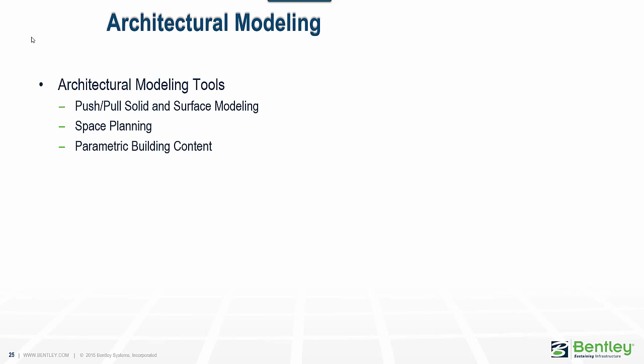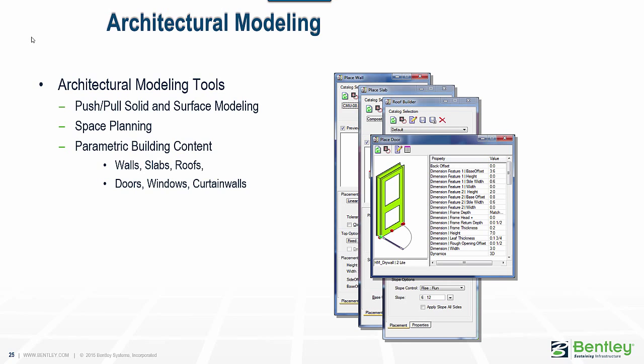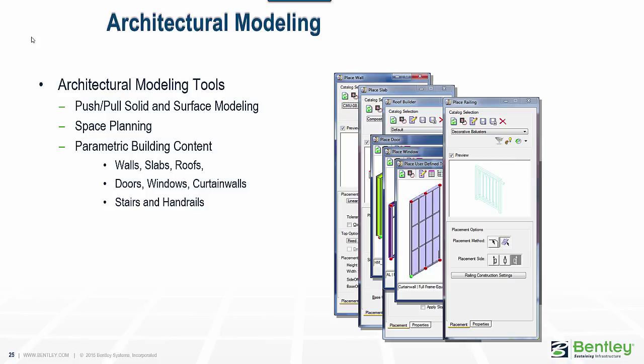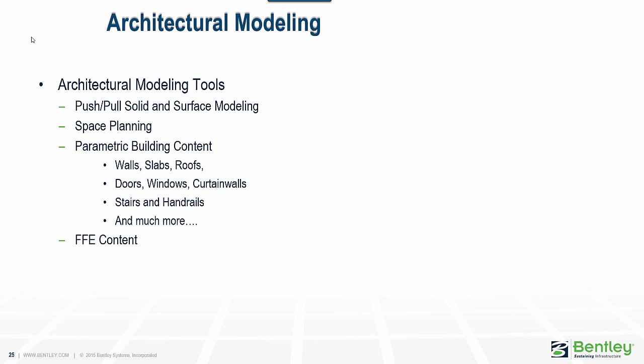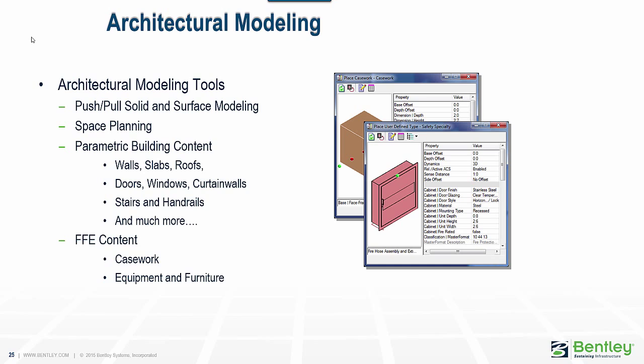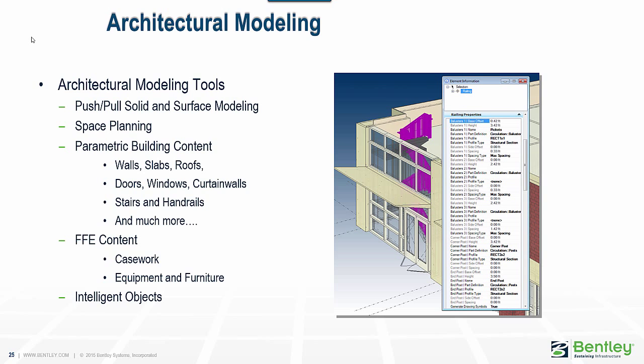Then we have a rich library of parametric building content like walls, slabs and roofs, doors, windows and curtain walls, stairs and handrails. In addition, there are tools for furniture, fixtures and equipment, and for casework. All these objects are intelligent and can be tagged and scheduled based on the information in the model.